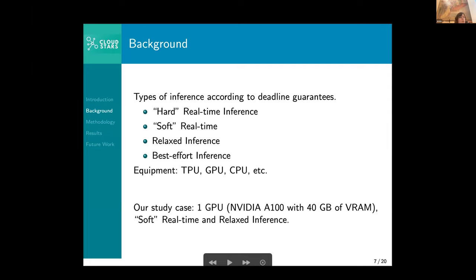And computing units are composed of an array of hardware equipment. So we can count on high performance computing ones such as TPUs, GPUs, also CPUs, and other peripherals can be of help for inference. And in our study case, we are going to work with one GPU, and we are going to focus on problems 2 and 3, soft real-time and relaxed inference.